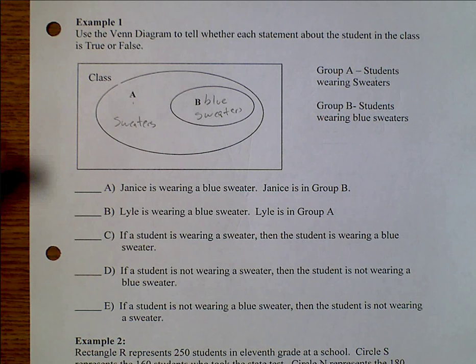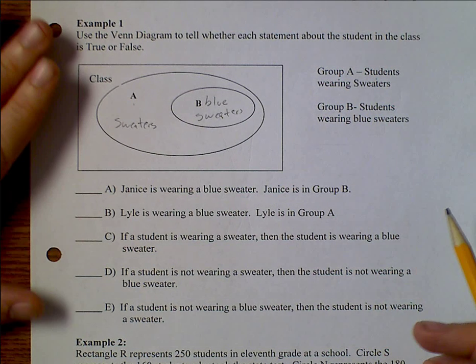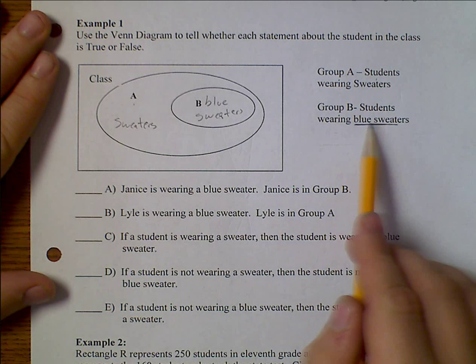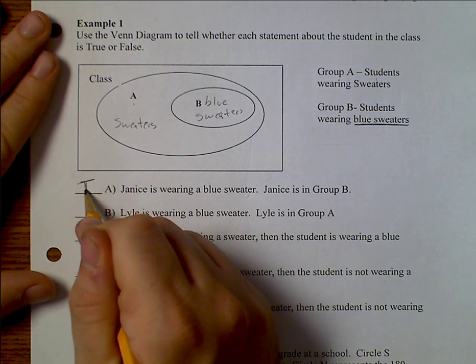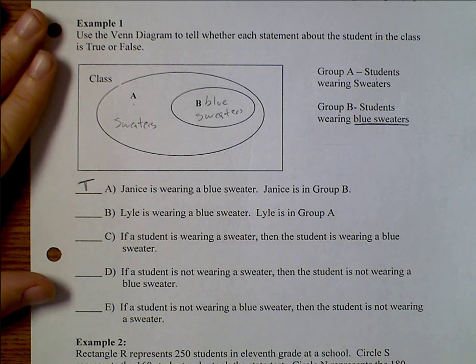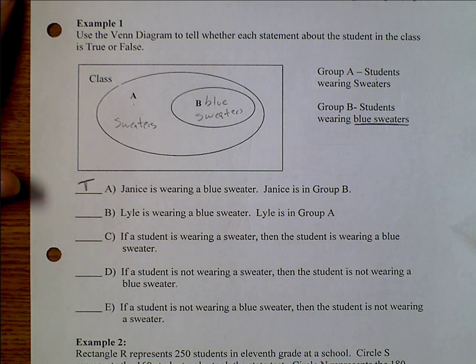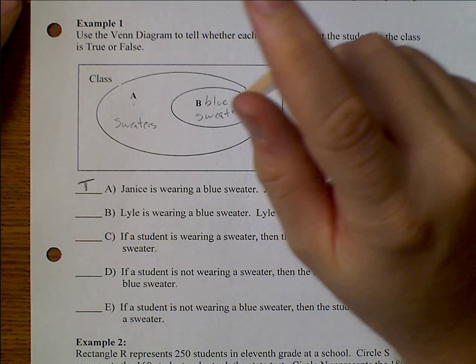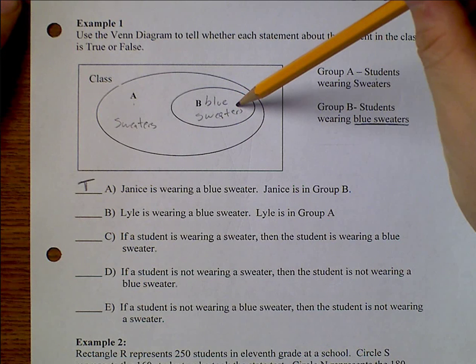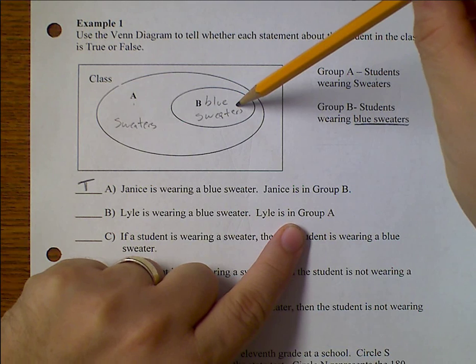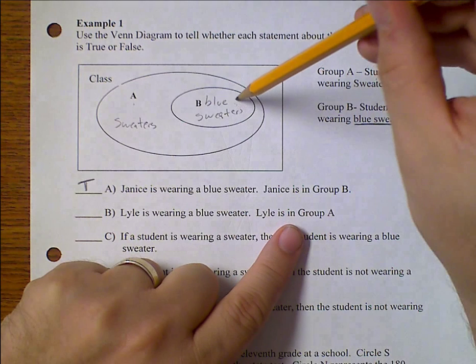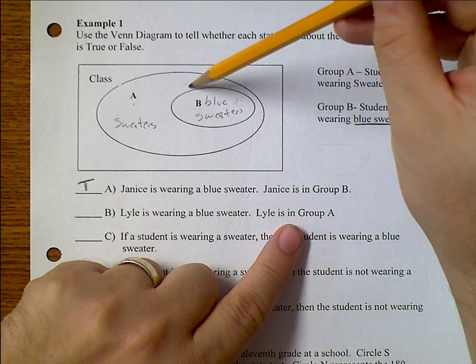Well, Janice is in the class and she's wearing a blue sweater, and so Janice is in group B. Well, group B is blue sweaters, so that would be true. Lyle is also wearing a blue sweater, so Lyle would be in group B. Okay, and this says Lyle's in group A. Well, this is also true because B is inside of A.